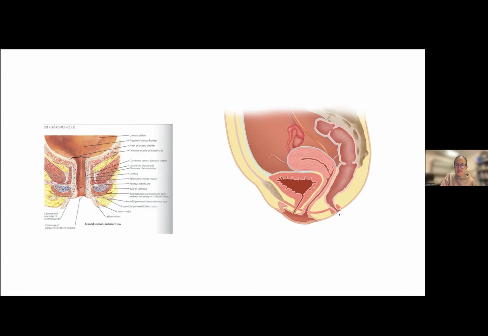Barb, is my cursor visible? Yes, it is. Okay, great. I was just wondering if I was doing that without anybody seeing it. Okay.